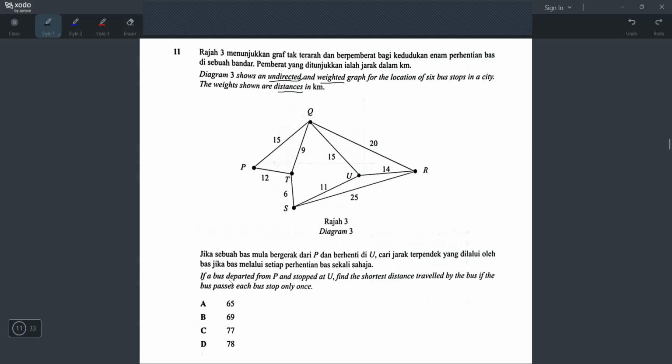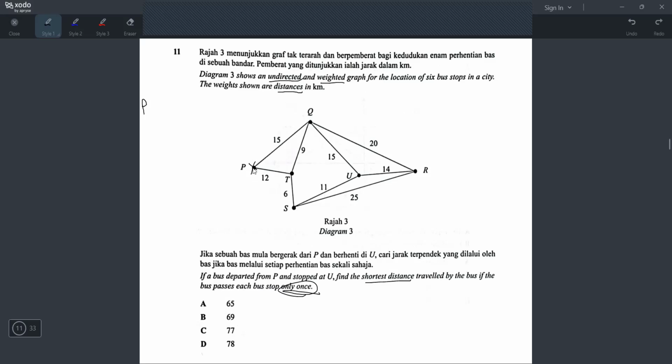Okay, now it says if a bus departs from P, it means start from P, and then stops at U. So P stops at U. Find the shortest distance travelled by the bus if the bus passes each bus stop only once. So passes each bus stop, it means I cannot go P, T, S, U. I cannot go like that because I have to pass through every bus stop, and I can pass through only once.